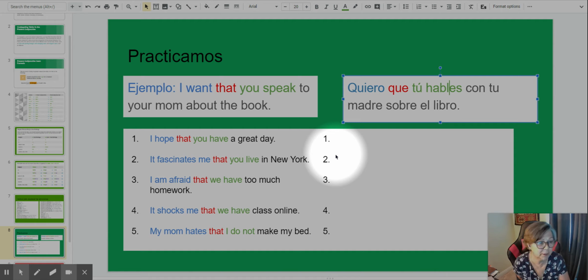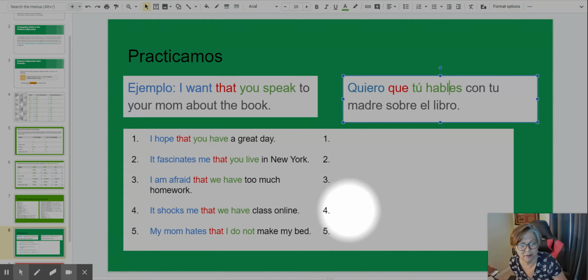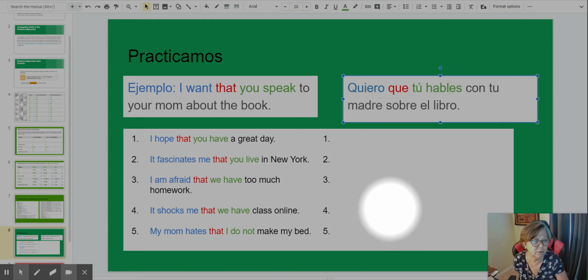But please don't look at the answers, because you're not going to get any better at it until you've done all 5. And then you can always go back and change them. Gracias, que tengan un buen día.